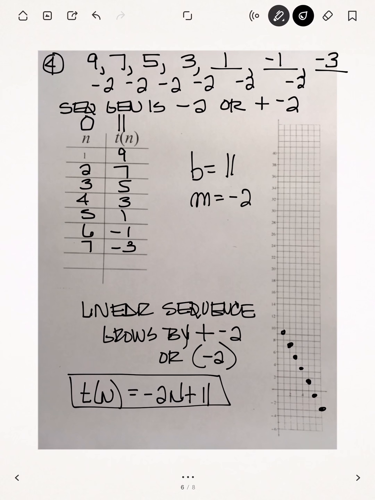It's going down, it has a negative slope. And it makes sense because it's going down in my graph also. So this is also a linear sequence. When you add or subtract something, a constant, then you have a linear sequence.